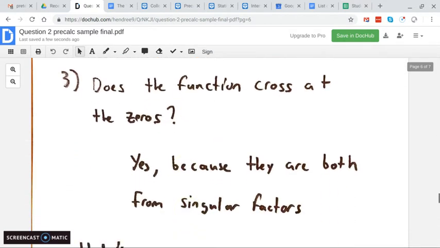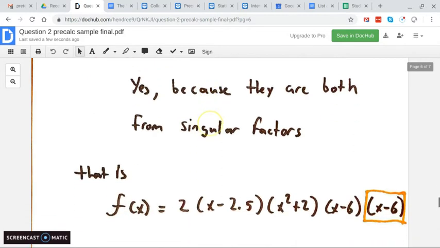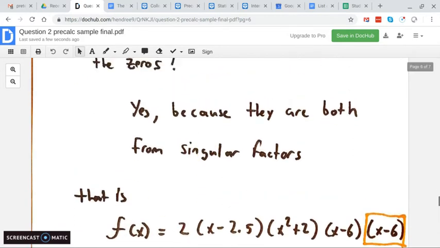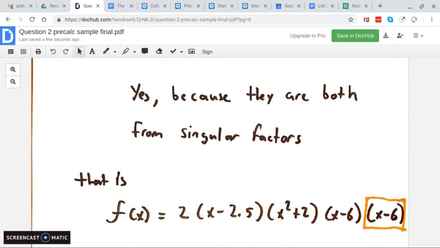And then does the function cross at the zeros? Remember, sometimes a graph will come down and touch the x-axis and produce a zero, but not cross there. In that particular case, one of the factors is doubled, and this is not the actual function. But if the function was like 2 times x minus 2.5 times this binomial times this binomial again, the graph would cross here, but would not cross here.